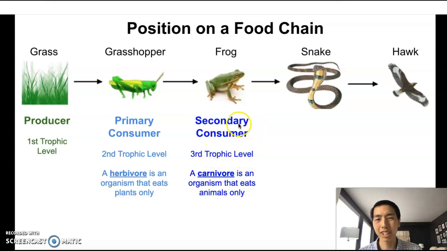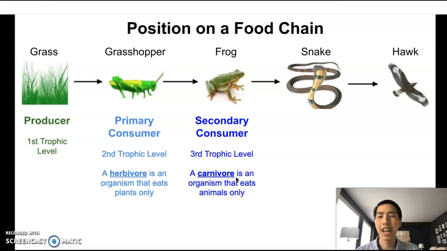This is where students get a little confused because it's the secondary consumer, so you're thinking second, but it's the third trophic level, so now you're thinking third. Consumer levels are different than trophic levels, and you kind of have to get that sorted out in your brains. Furthermore, some consumers are called carnivores. Carnivores are organisms that only eat animals. So I think a frog only eats insects, so they're considered carnivore. I do not think frogs eat any plants.